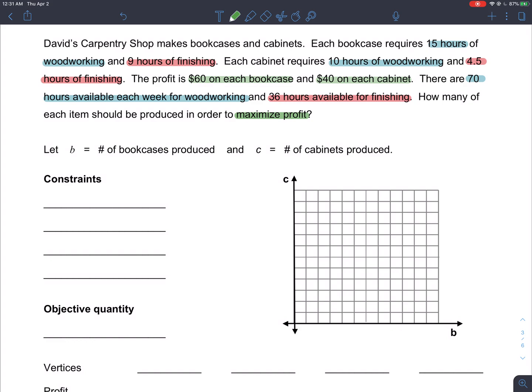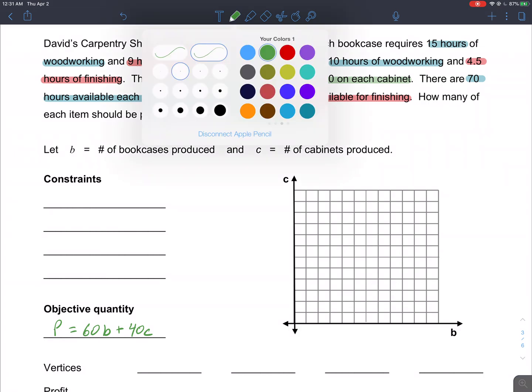All right. So my objective function goes with the green highlighted here. The total profit, I'll use P for profit here, is $60 per bookcase plus $40 per cabinet, per C. That's my objective function that I'm trying to maximize. Let's go back and deal with these constraints.